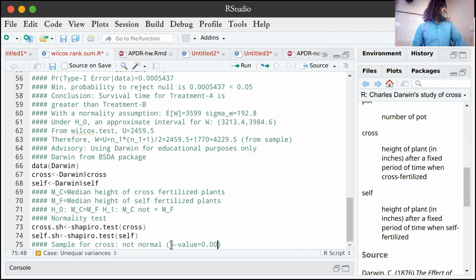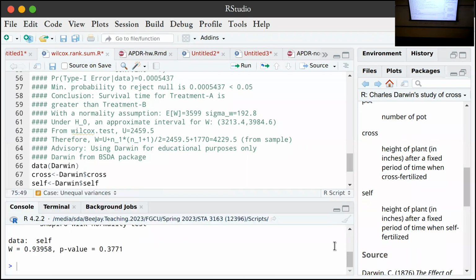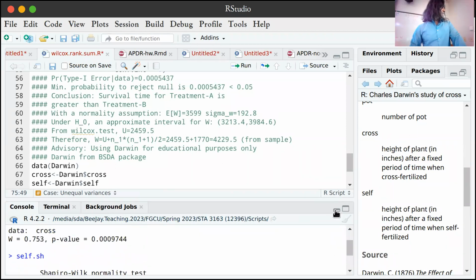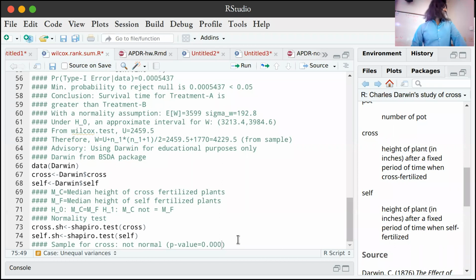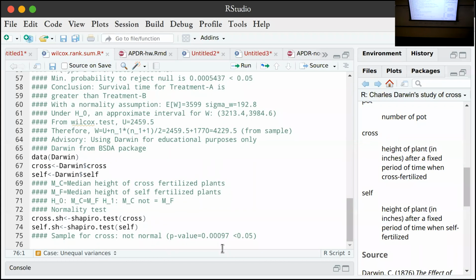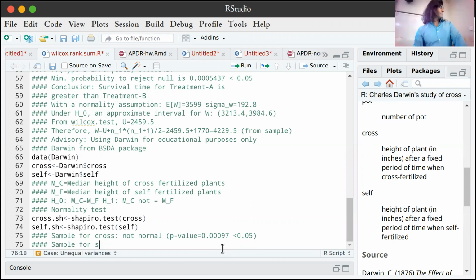It's 0.000, I believe there was another zero. Maybe not. For the other one it's approximately 0.97, clearly not less than 0.05. That's 0.97. The sample for self-fertilized plants is normal.